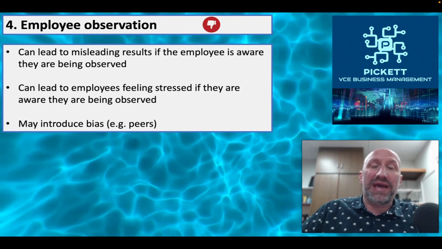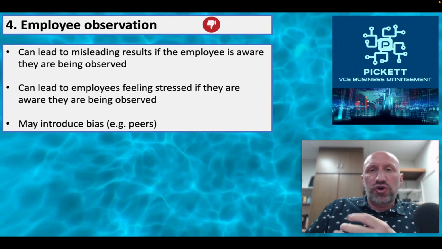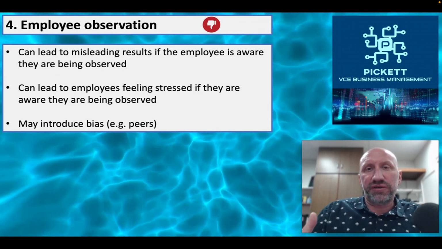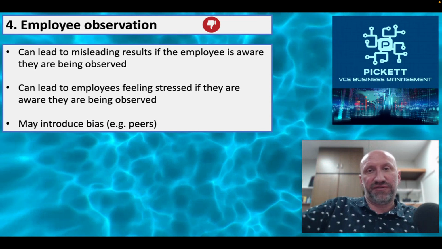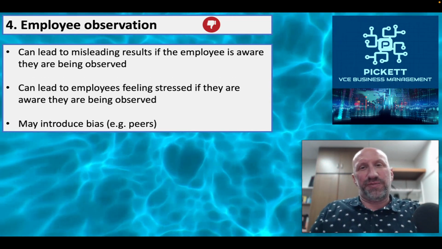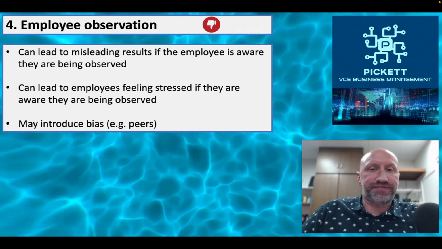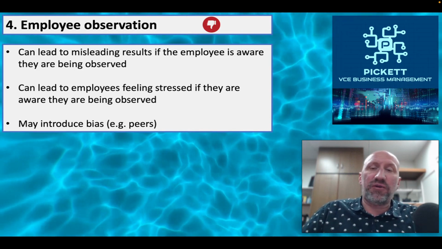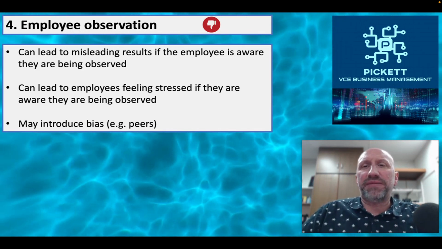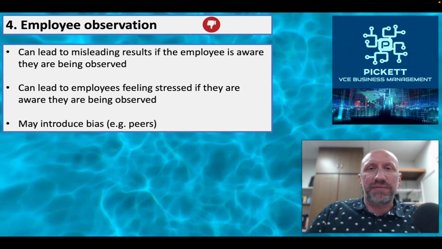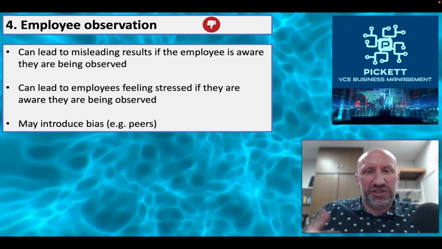A negative: it can lead to misleading results if the employee is aware they're being observed. In other words, if you do your job a certain way but you're being watched, you might artificially increase your performance for that period of time, and then as soon as the observer's gone away, you go back to how you normally do it. So doing it without their knowledge is probably more realistic and more accurate. It can also lead to employees feeling stressed if they're aware they're being observed. That's definitely a thing. If you feel there's someone watching over your shoulder, you might actually make mistakes you wouldn't usually make, because you've got this artificial situation going on, which is just stressing you out.